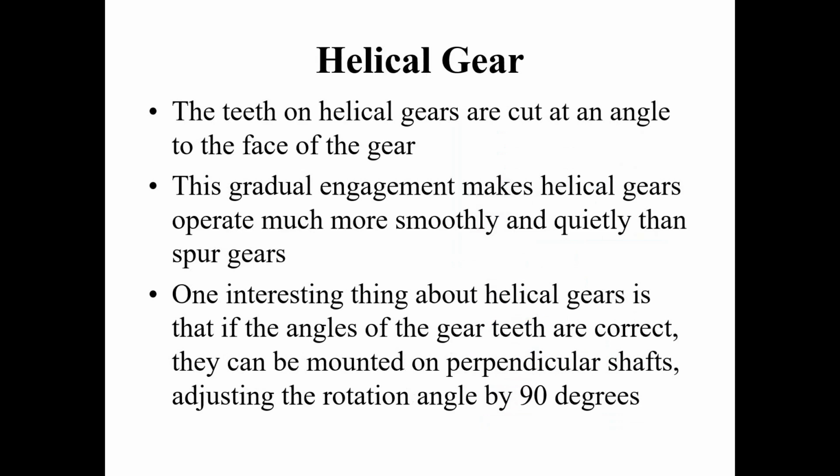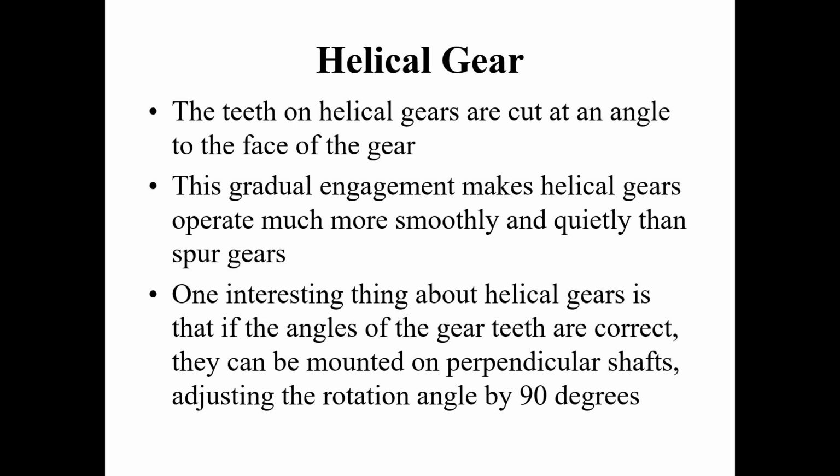Type 2 is the helical gear. The teeth on helical gears are cut at an angle to the face of the gear. The main difference between the spur gear and the helical gear is the angle the teeth make with the circle. This gradual engagement makes helical gears operate much more smoothly and quietly than spur gears, because the connection between the mating gears is much more efficient compared to spur gears.